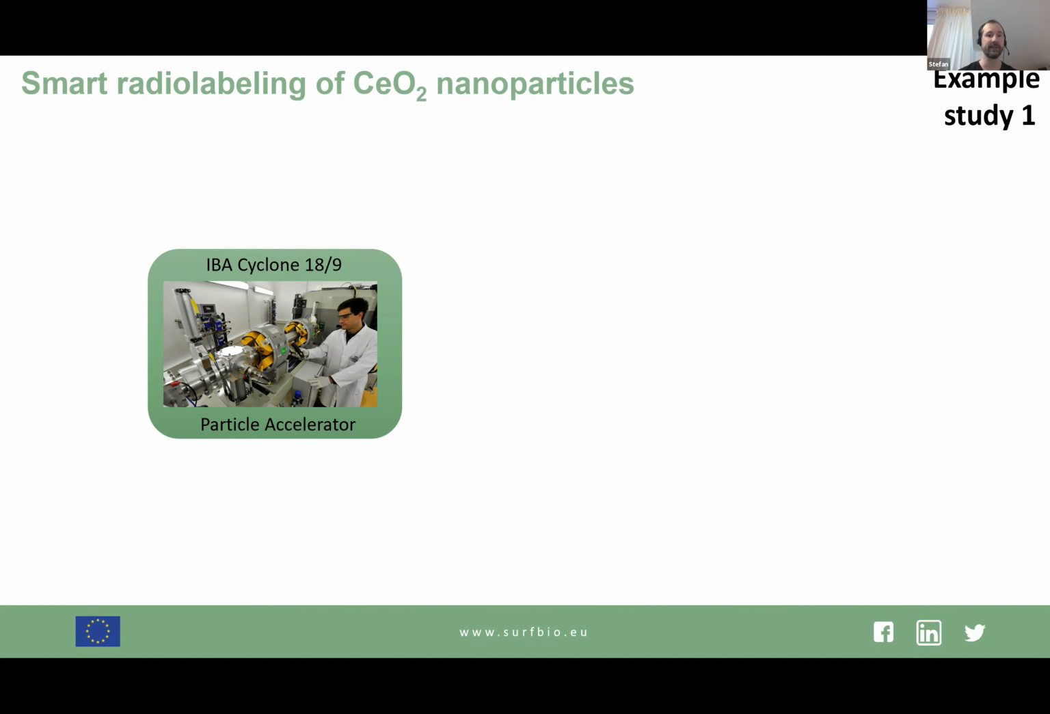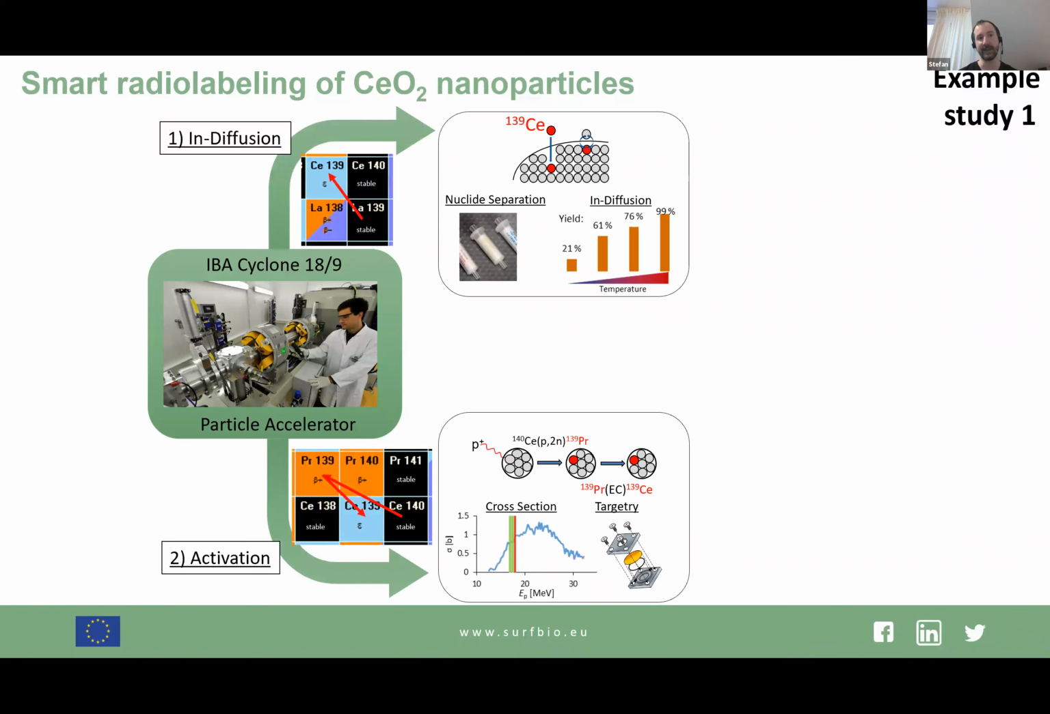We use our cyclotron particle accelerator. And basically with this, we have two routes to go. First, we can produce cerium-139 radiotracer from lanthanum-139, so it's a PN reaction. Of course, everything goes in there that I told you before: you have to have a look at the reaction cross-section, you have to create a target design, and then you can separate the radionuclide by chromatography.